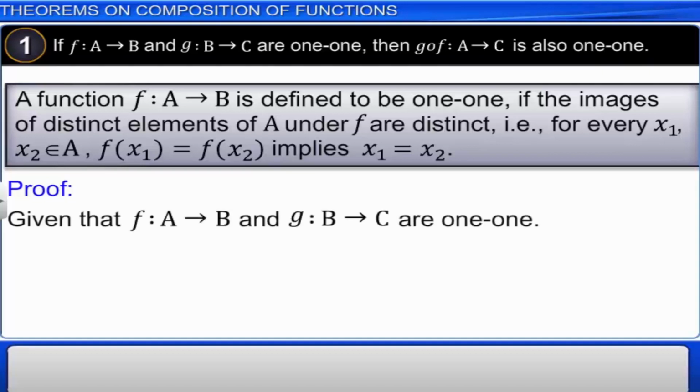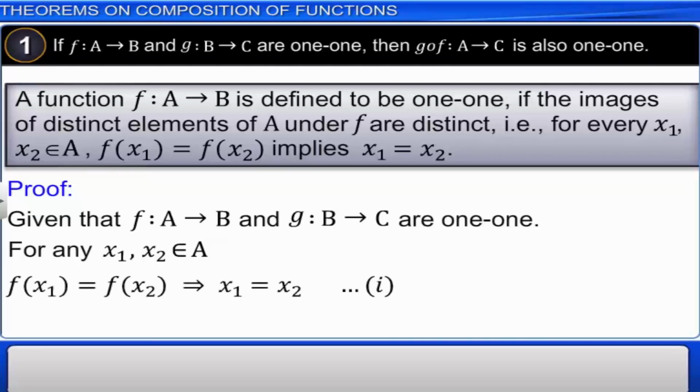We are given that functions f and g are 1-1. This implies that for any arbitrary elements x1 and x2 belonging to set A, if f of x1 is equal to f of x2, then x1 is equal to x2. Also, g of x1 is equal to g of x2 implies that x1 is equal to x2.